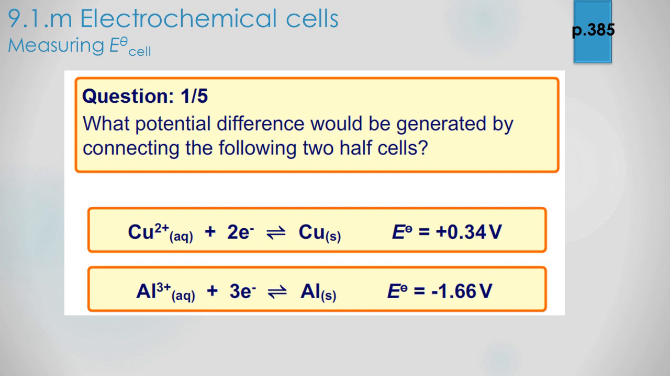To apply the information that we just studied, consider the following questions. What potential difference would be generated by connecting the two half cells? Cu2 plus plus 2 electrons forming Cu with an E0 of plus 0.34, and Al3 plus plus 3 electrons giving Al, E0 equal to negative 1.66. As you can see, the aluminum half cell has a more negative E0, so it has to be placed on the left, and Cu has to be placed on the right. E0 of the cell is equal to E of the right-hand electrode minus E of the left-hand electrode, so it's going to be 0.34 minus negative 1.66, so it's going to be 2 volts.